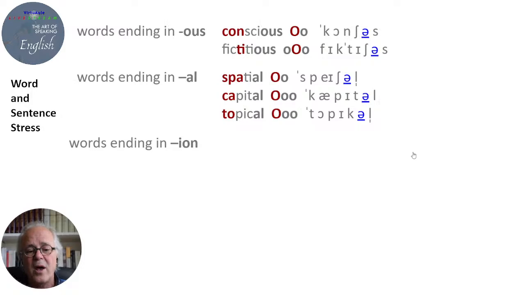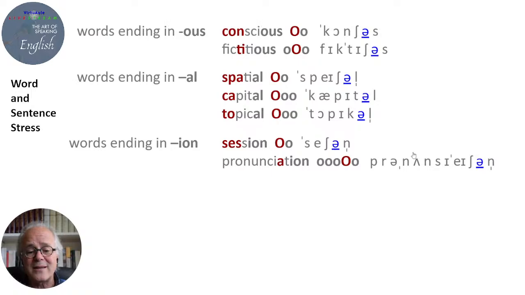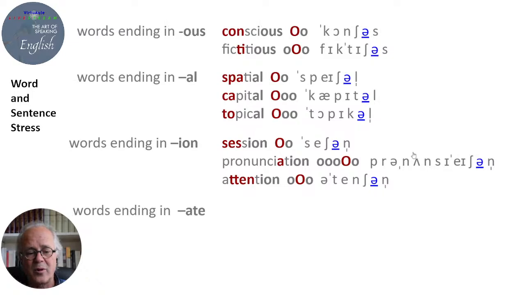Here we have another group, words ending in I-O-N, words like session, session. So we have the schwa sound representing the I-O of the final suffix, shun. We also have it in the word pronunciation. So the last syllable with T-I-O-N is the same pronunciation, shun. It's very, very short. And attention, attention. So we have the schwa as the last syllable there.